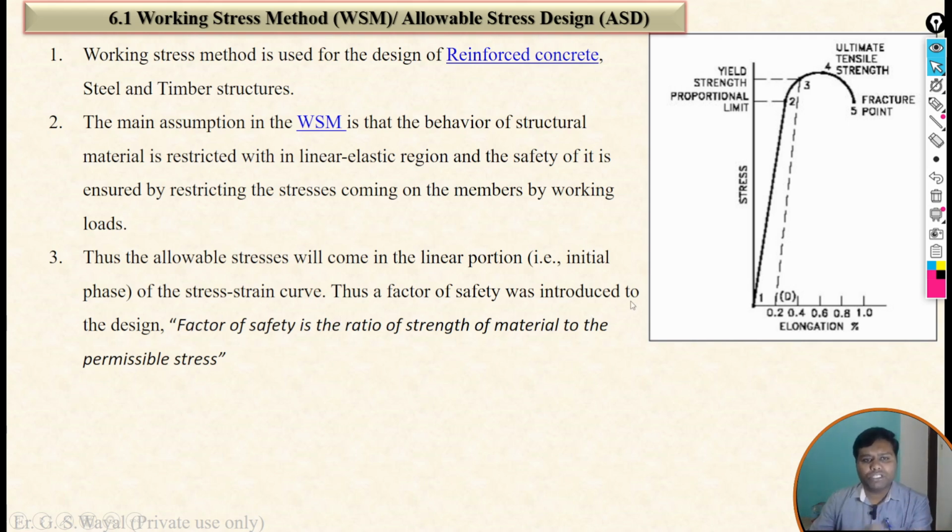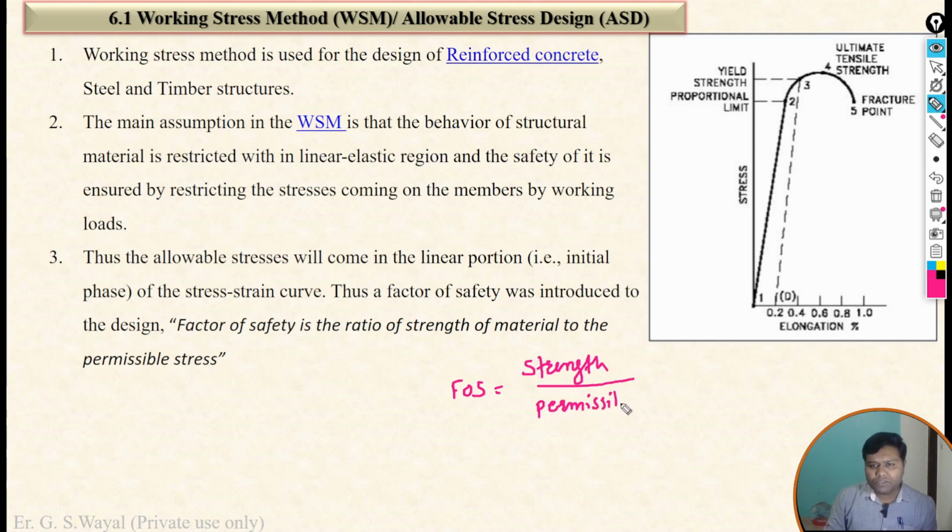Thus, the factor of safety was introduced to the design. Factor of safety is the ratio of strength of material to the permissible stress. Okay, when we are designing any member by using working stress method, that member we are considering in an elastic region. So that's why we can say factor of safety for such type of member is equal to the strength of that material to the permissible strength. Okay, so this formula we can consider to calculate the factor of safety.